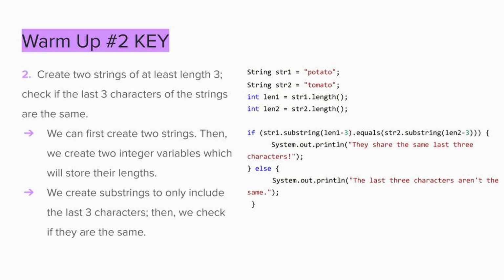The substring method lets us cut or take a portion of the string we're manipulating. We pass the substring method the length of the string, then subtract 3. To compare the strings, we use the equals method. When the code is run, it should print, they share the same last 3 characters.